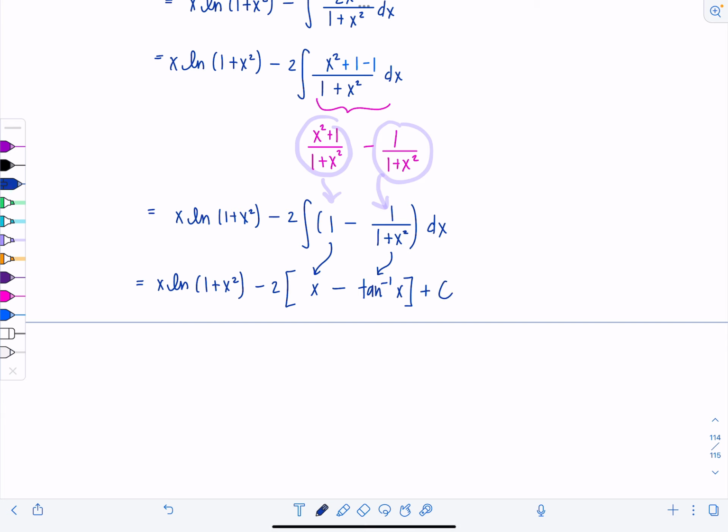And then last step, I'm just going to distribute the negative 2. So we have x ln 1 plus x squared minus 2x plus 2 tan inverse of x plus c. And then we're done.